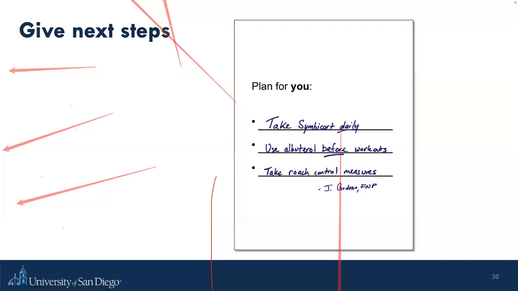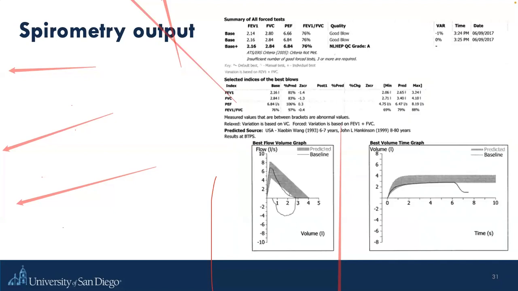This is a sample output from a spirometer. It's what's used to test lung function. And as you can see, there's a lot happening here.